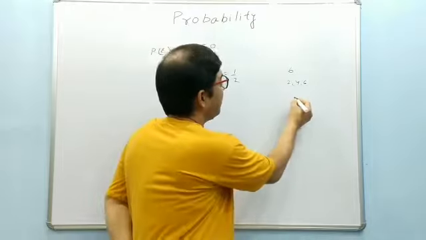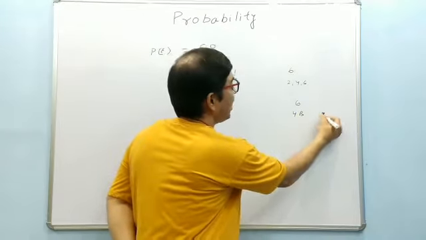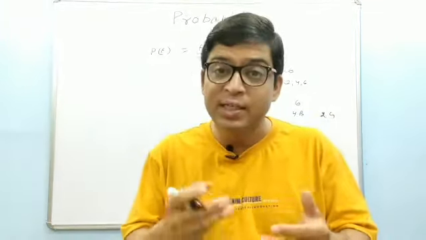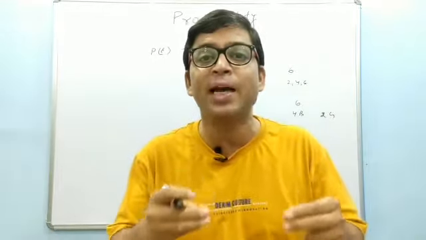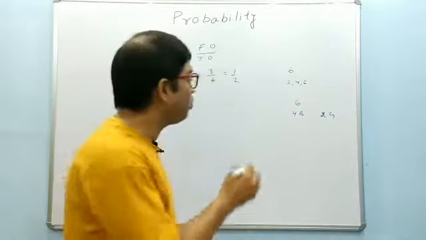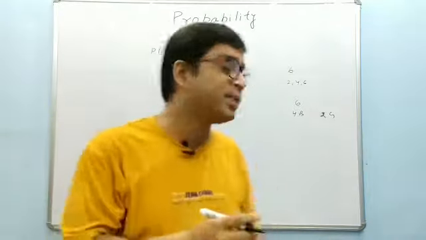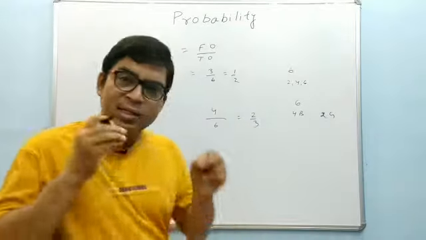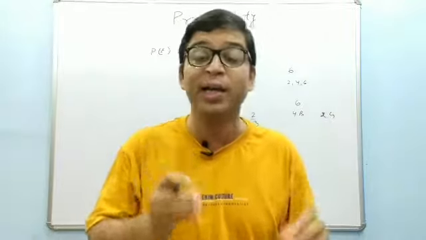Suppose in a class 6 students are there, out of which 4 are boys and 2 are girls. I have to select one student who happens to be a boy. That means find the probability of selecting a boy from 6 students. So the favorable outcome here is 4 and the total outcome is 6. So the probability is coming out to be 2 by 3. In this way, we have to find the probability of any event.